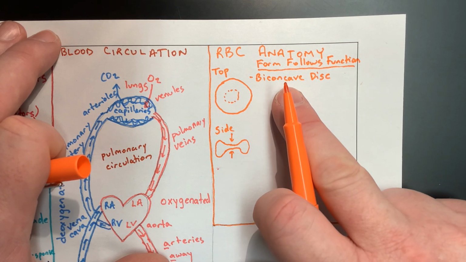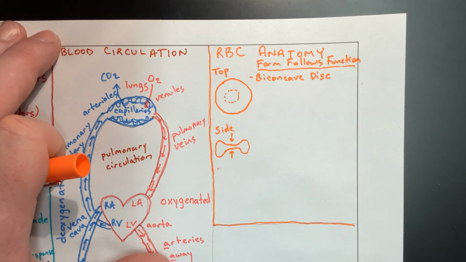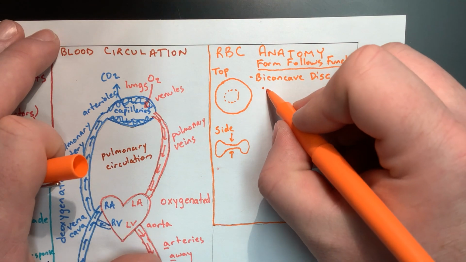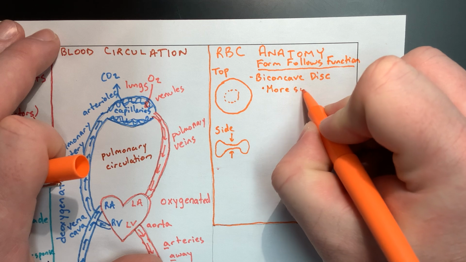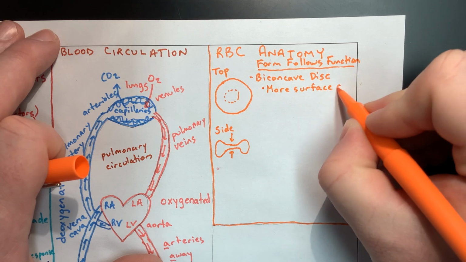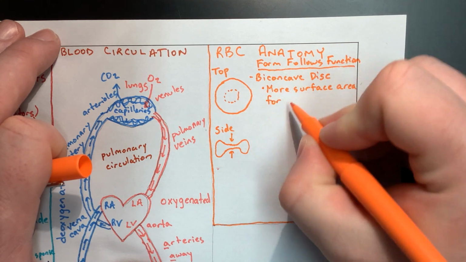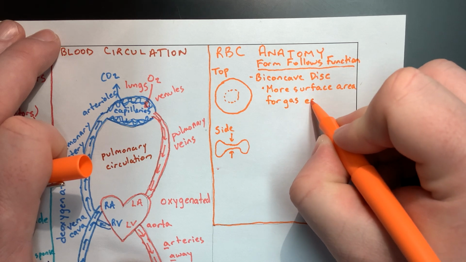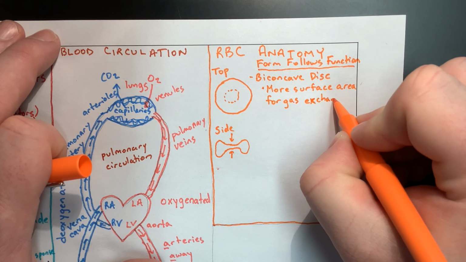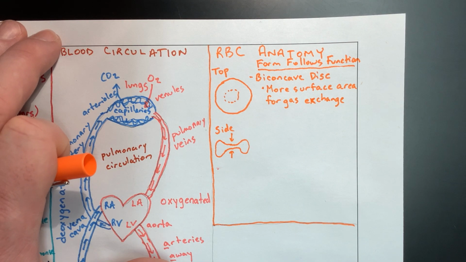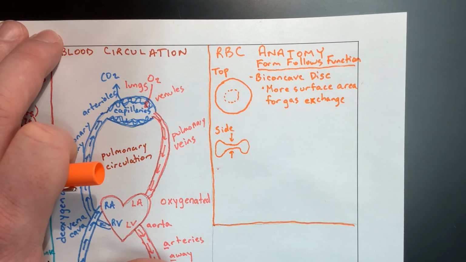So how does this anatomical specialization connect to the physiological function of red blood cells? Well, having this biconcave disc shape creates more surface area on the red blood cell. And why is that important? That's really important for gas exchange. Oxygen and carbon dioxide have to pass back and forth through the membrane of the red blood cells, and by having more membrane than if it was just flat or spherical, red blood cells are more efficient at gas exchange.